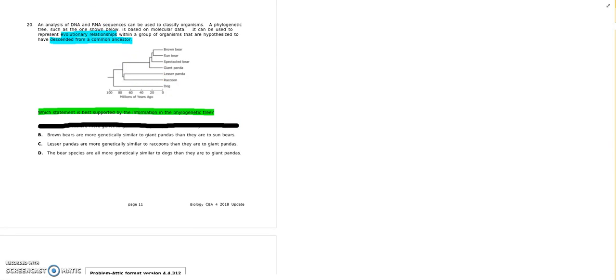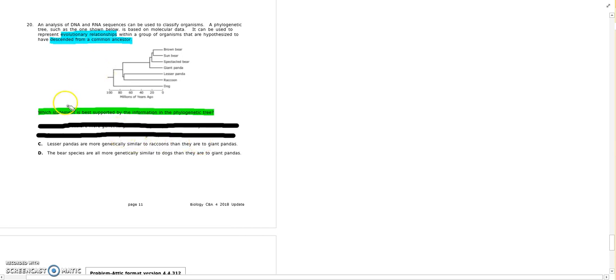Now, my next option is brown bears are more genetically similar to giant pandas than they are to sun bears. Brown bears and sun bears are really similar, and brown bears and giant pandas go all the way down here, so that's out. Get rid of that. Now, lesser pandas are more genetically similar to raccoons than they are to giant pandas.